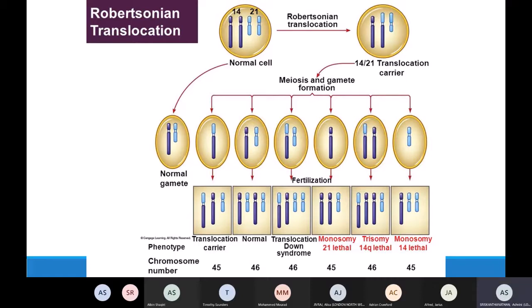Monosomy, so that's when there's only 1 of those chromosomes. For this one, it's lethal. Trisomy 14 is lethal, and then monosomy 14 is also lethal. So these three here aren't compatible with life.